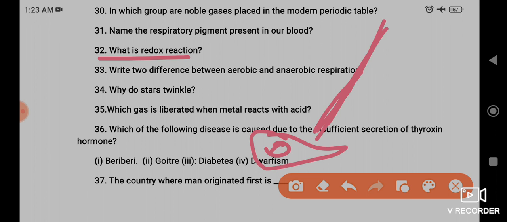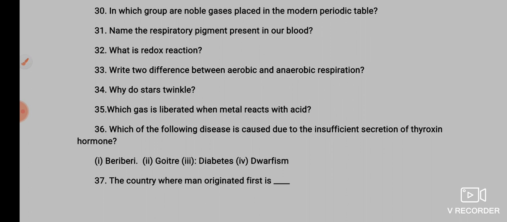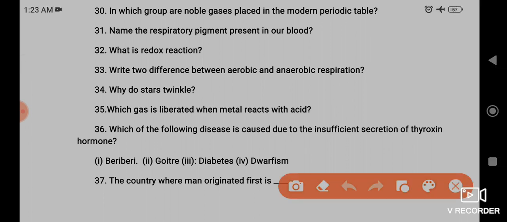Okay, next, which gas is liberated when metal reacts with acid? Just remember that when metal reacts with acid, hydrogen gas is liberated, so the answer will be hydrogen gas, H2 gas. Okay, next, 36, which of the following diseases is caused due to the insufficient secretion of thyroxine hormone?